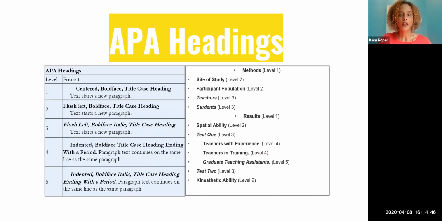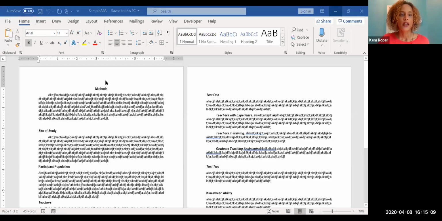So I'm actually going to come out of the presentation for a minute to give you a sense of what that might look like. So here's an example of what I mean. Now, obviously the content is gibberish here, but I'm showing the level 1 heading, which would be the methods, and there's just the method section. Then the site of the study in this example would be a level 2 heading, which is why it is off to the side.